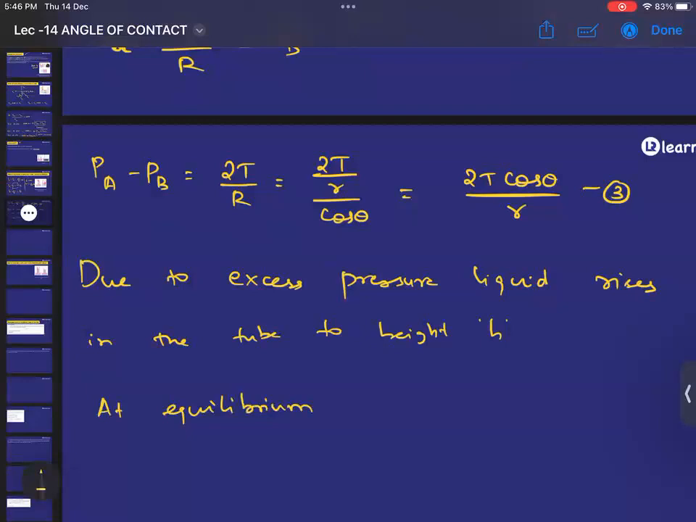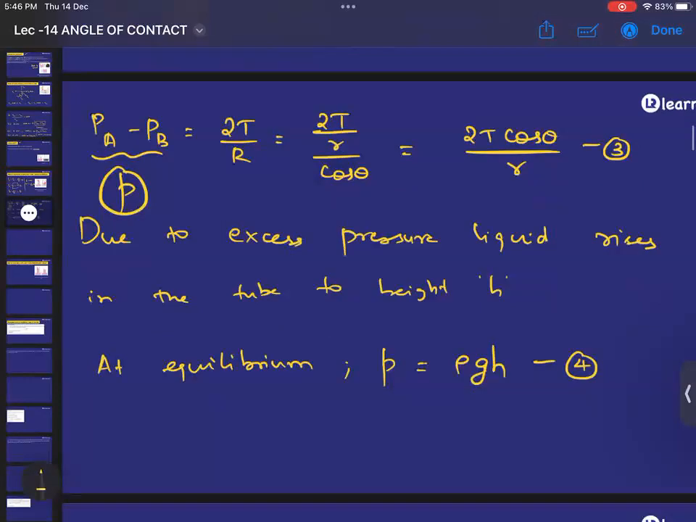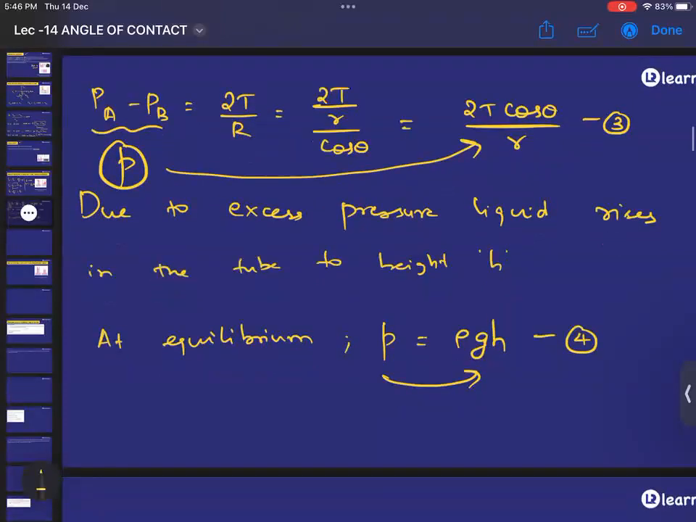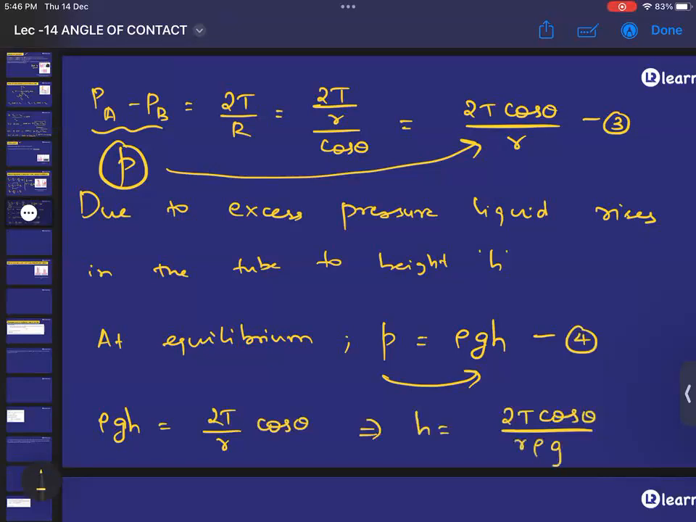At equilibrium, can I say that this excess pressure, PA minus PB, I'll call it small p, is equal to rho g h? So if I take this as 4, I already know that the excess pressure is 2T cos theta by small r, and I also know that the excess pressure is rho g h. My job is to calculate the height. So rho g h is equal to 2T divided by r into cos theta. From this, h is equal to 2T cos theta divided by r rho g.